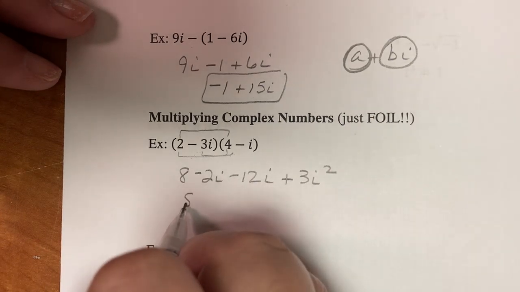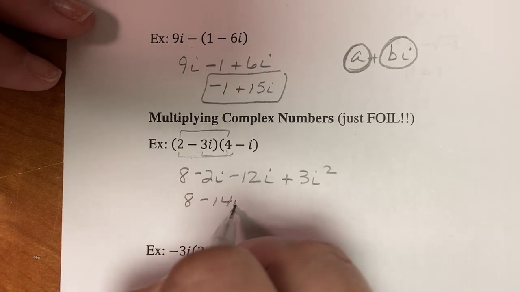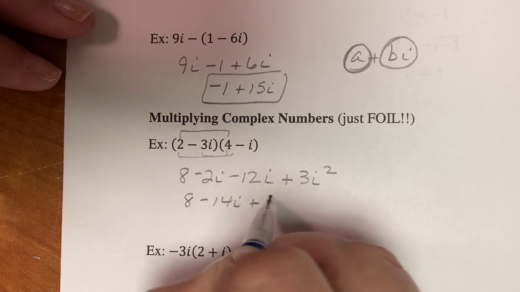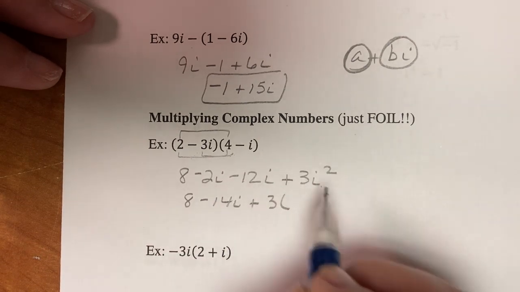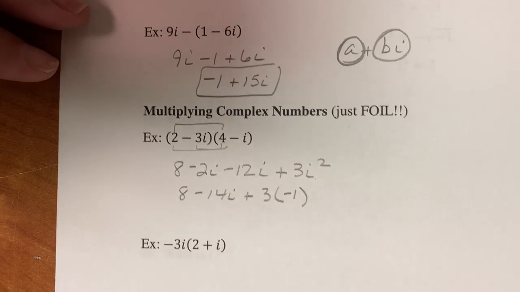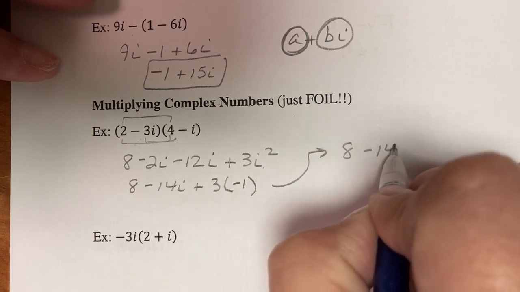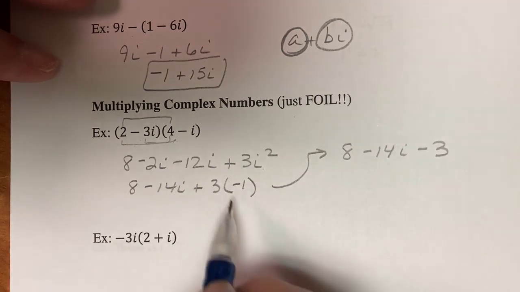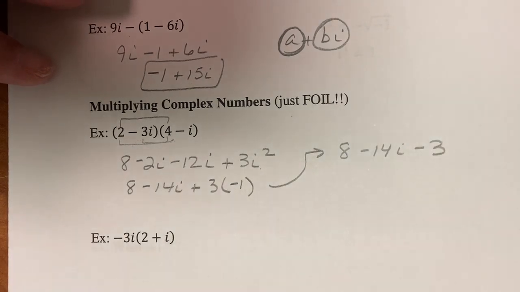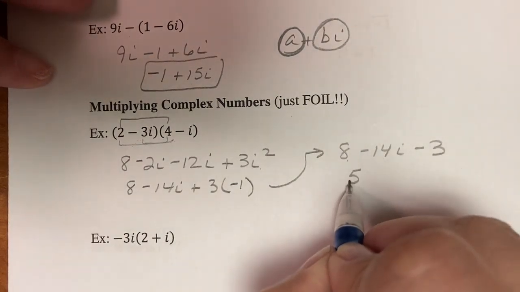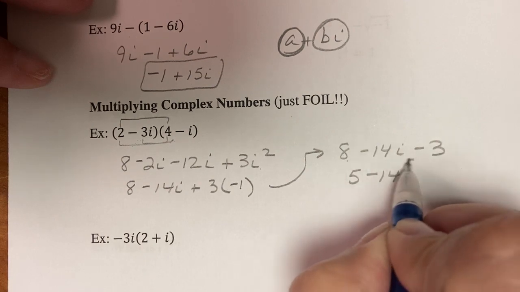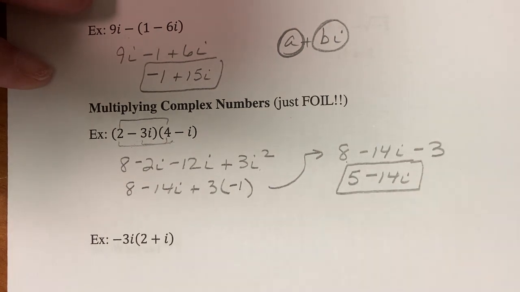So if we combine like terms, we're going to get 8 minus 14i plus, now remember, this is going to be 3 times, what's i squared? i squared is actually negative 1, which is going to be 8 minus 14i minus 3. 3 times negative 1. So now I can just combine these to get 5 minus 14i. And there's your solution. So FOIL, but always making sure that you remember that i squared is negative 1.